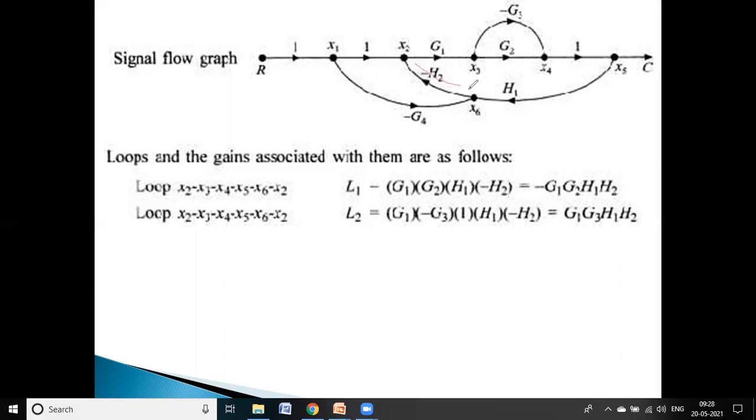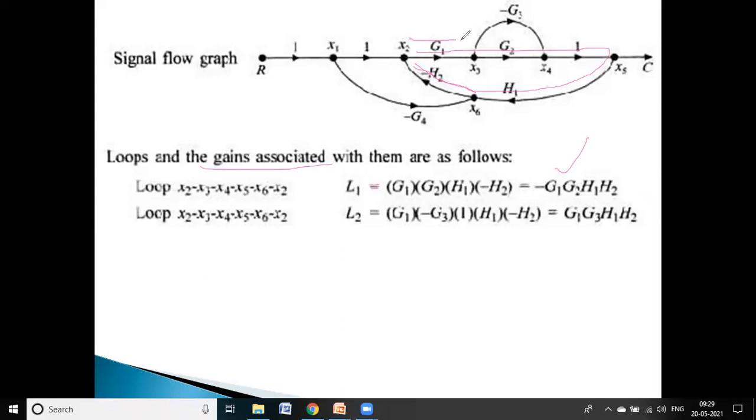For this, it is possible. The signal is traveling in this direction, G1, G2, G3 up to this node, and again coming back to the same node. So that completes node 1. G1, G2, H1 and minus H2. Finally you will get the loop gain. Loop gain is going to be minus G1, G2, H1. That is the loop gain.